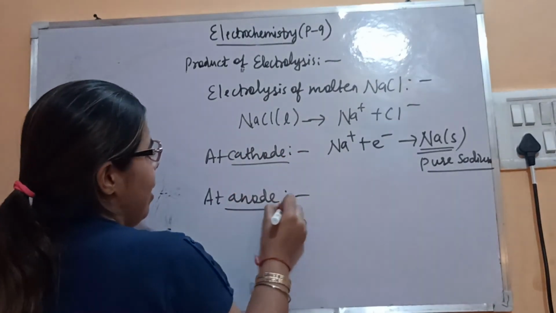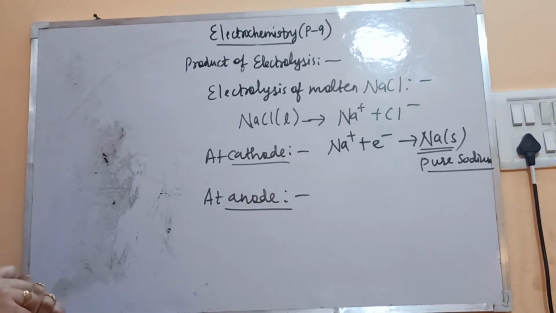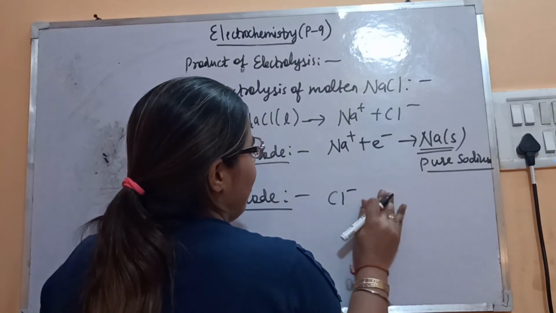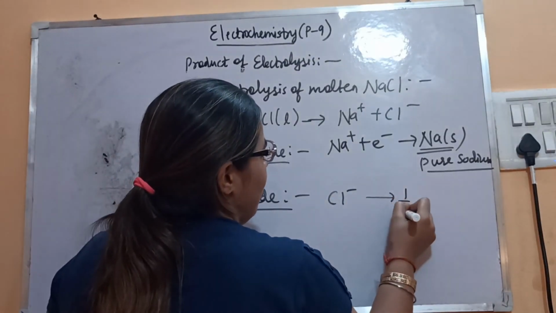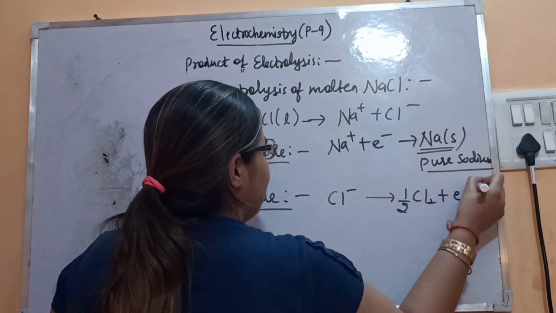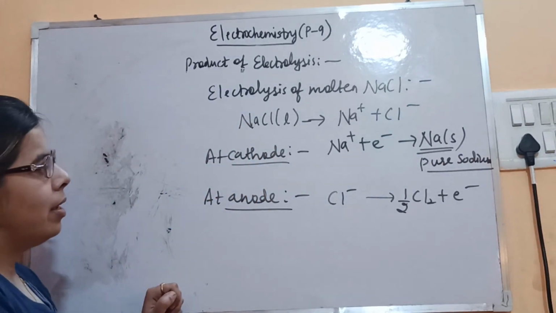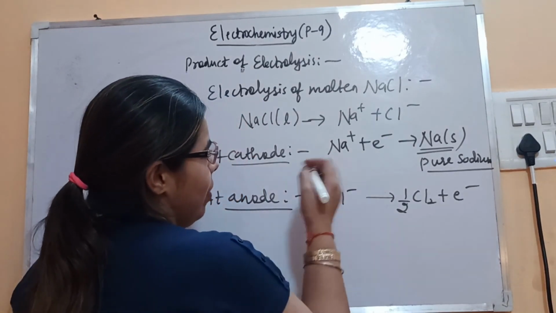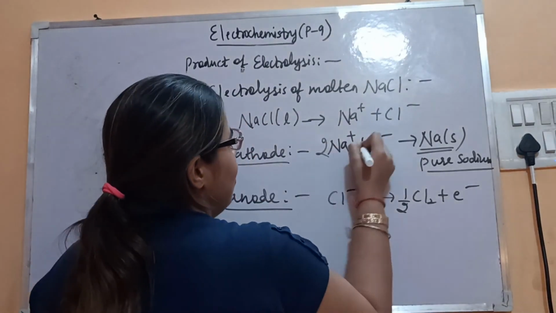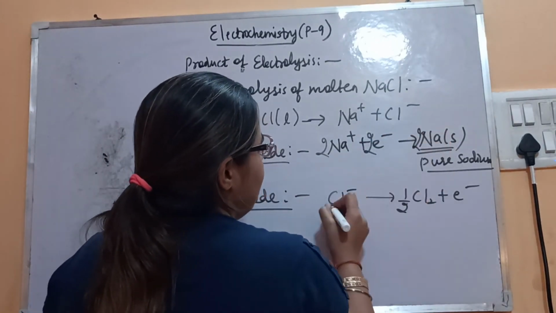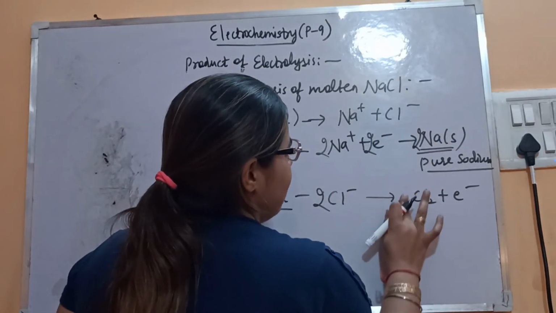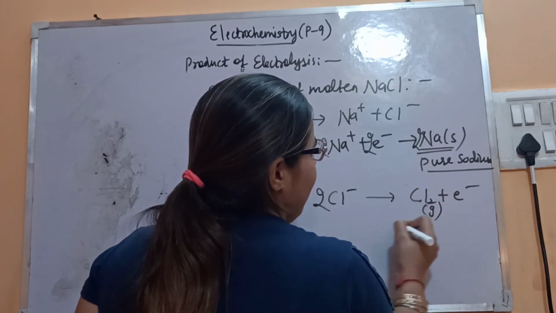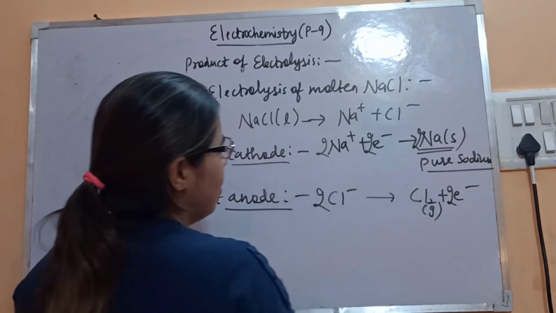And at the anode we know that oxidation takes place. This means loss of electron. So chlorine ion will lose electron and give you chlorine gas. Okay, so chlorine gas will get liberated here. In order to balance, you can balance also: 2Cl minus gives Cl2 gas and 2 electrons.